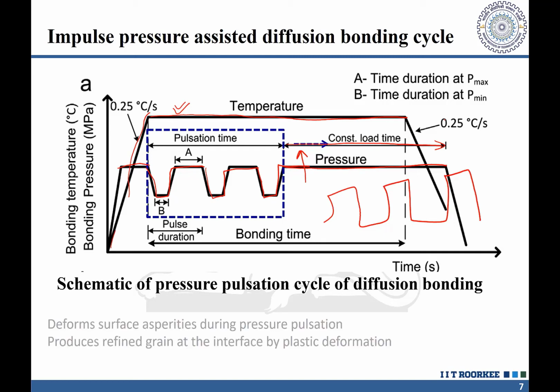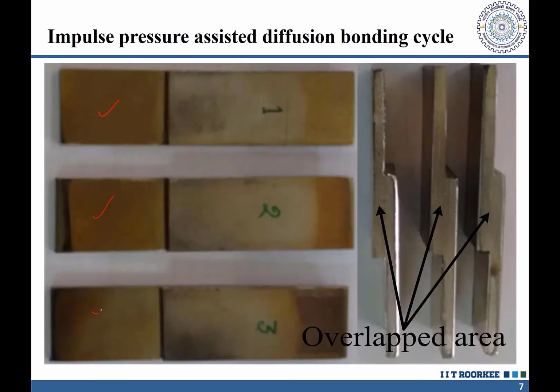Pressure pulsation is expected to assist in the localized interfacial surface layer deformation by deforming the surface asperities during the pressure pulsation. This kind of localized pressure pulsation will lead to grain refinement at the interface due to the plastic deformation. These are the typical samples which were developed by diffusion bonding, and the corresponding joint section is also shown using this photograph.